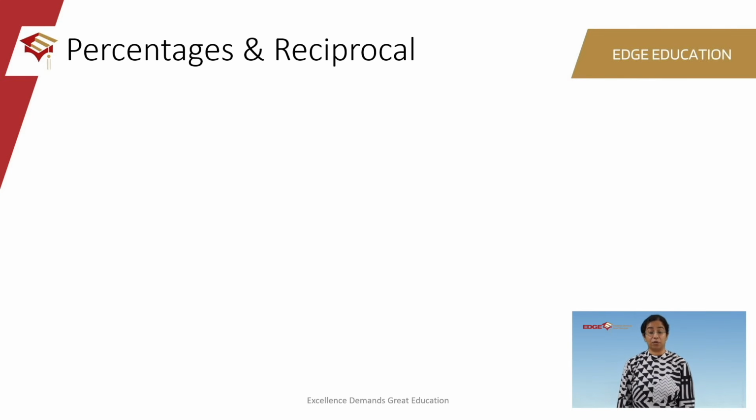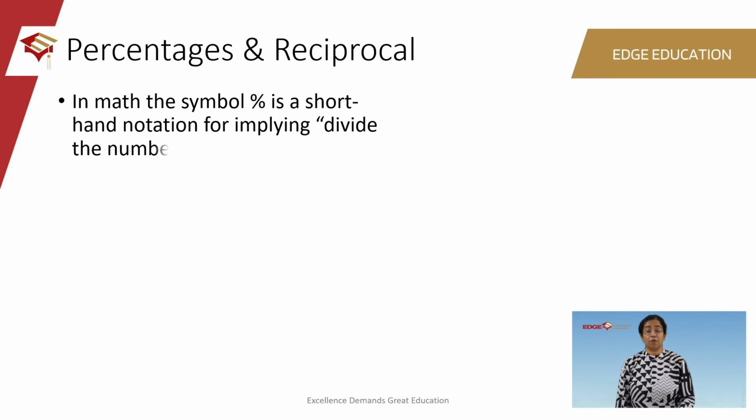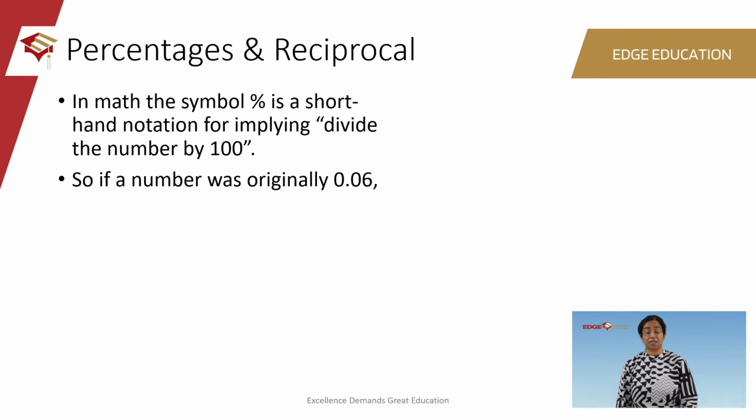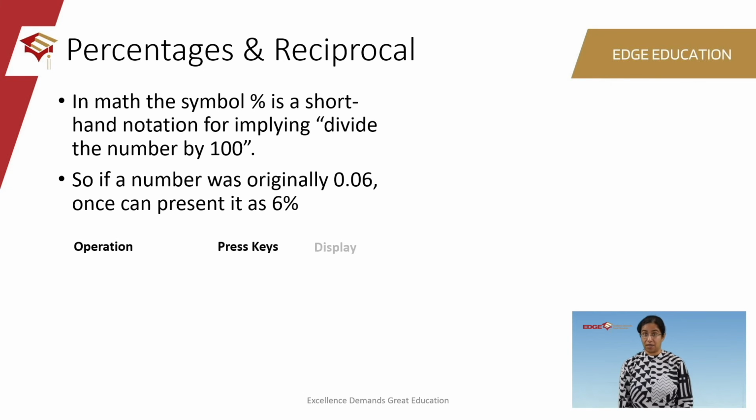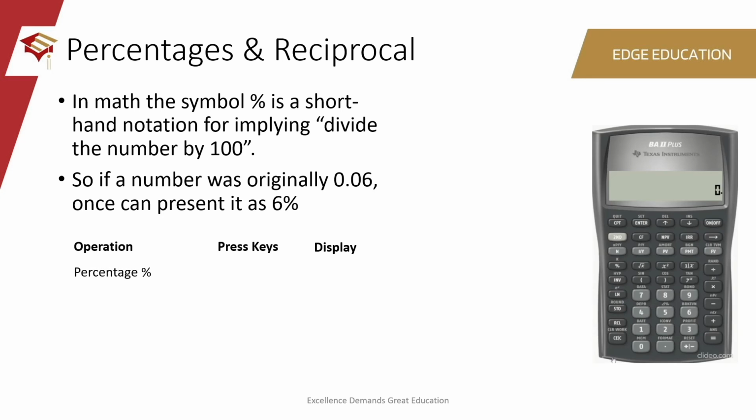Percentages and reciprocal. In math, the symbol percent is a shorthand notation for implying divide the number by 100. So if a number was originally 0.06, one can present it as 6%. So in order to be able to do a percentage, you have two choices. You could either do it manually. For example, if we would want to calculate 5%, we could first type 5, and then we could press the division and press 100 and the equal to sign to get 0.05.